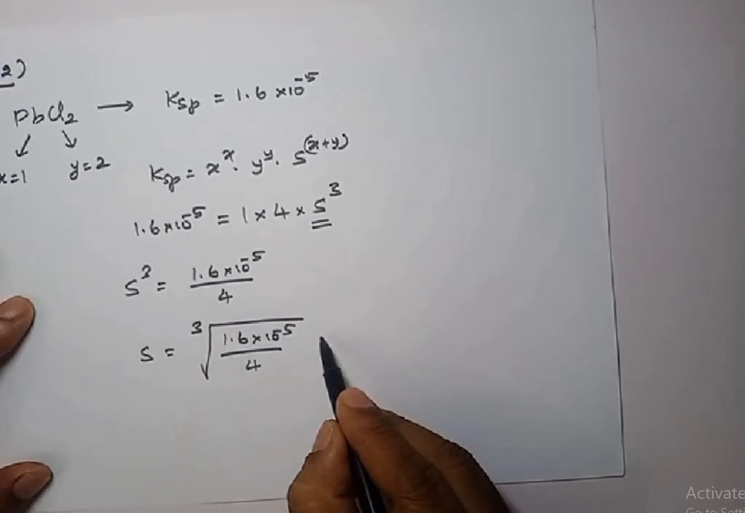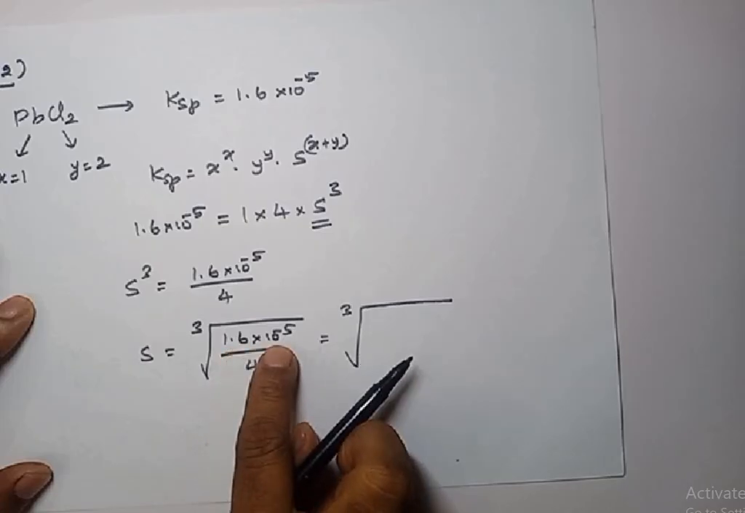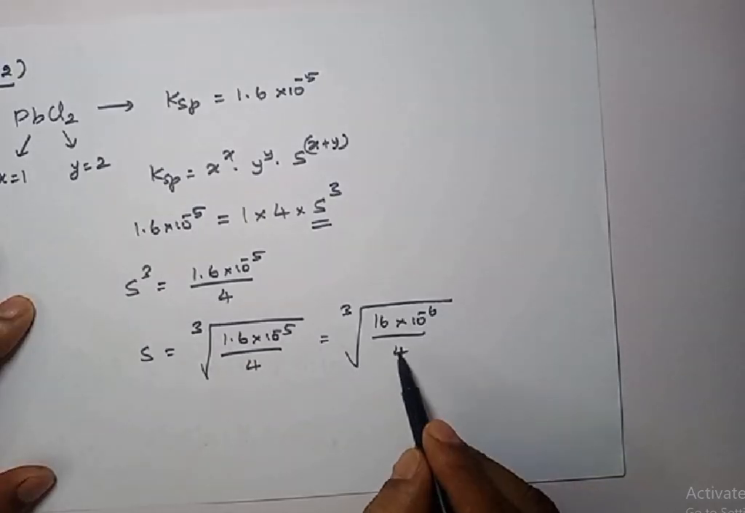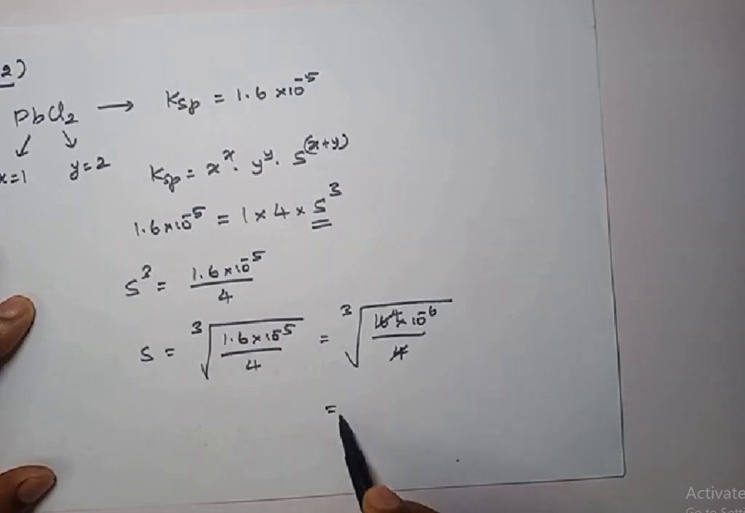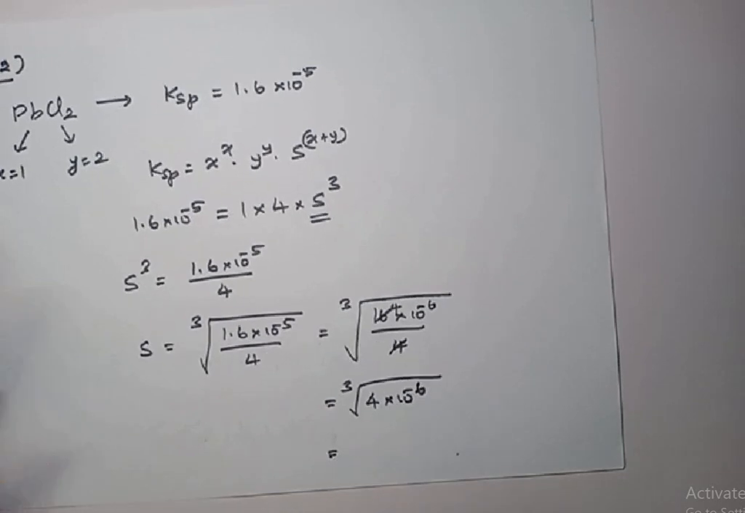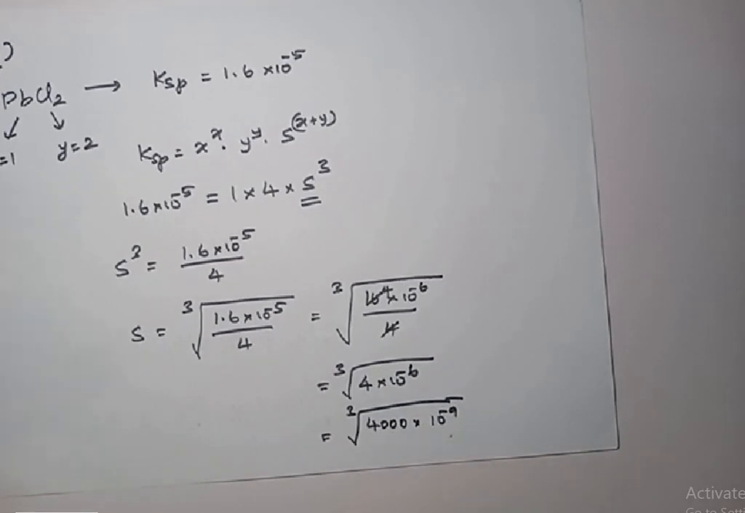Okay, we can make some simplification here. Cube root of, if I multiply this by 10 and divide by 10, I'll get 16 here and 10 power minus 6 here, by 4. Okay, 4 4s are 16. So we need to find out the value of cube root of 4 into 10 power minus 6. Okay, so we can find this value. Right, what we can do, we will make some other simplification here. I multiply this by 1000, so I will get 4000, and divide by 1000, I will get 10 power minus 9. Okay, so what is the cube root of 4000?